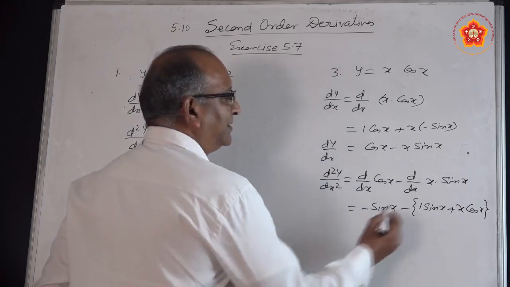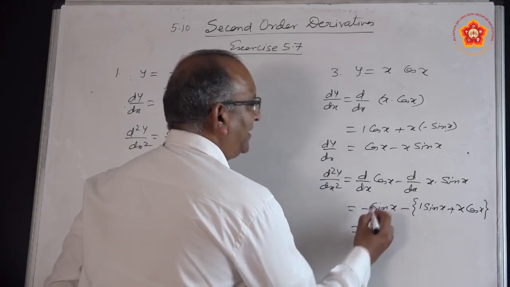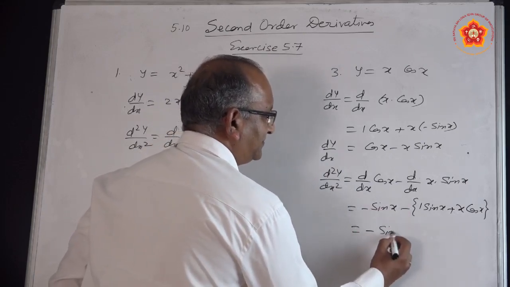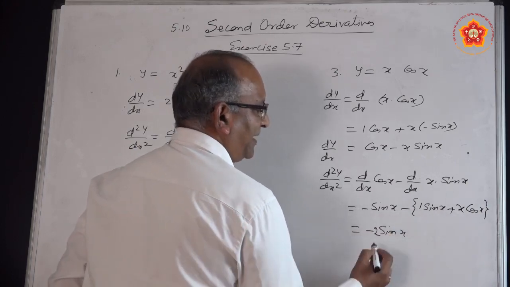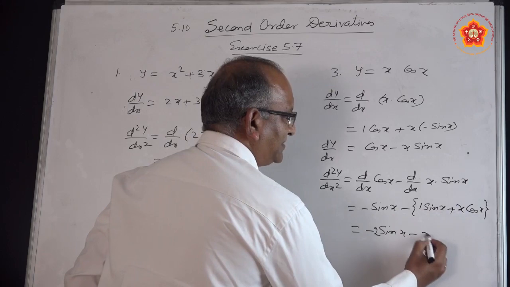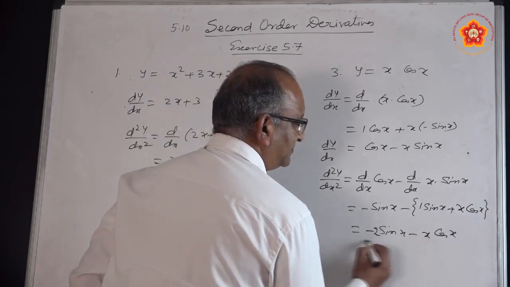So, open this, you get minus sin x. When you open this, this is also minus sin x. So, you can say minus 2 sin x minus x cos x. This is the answer.